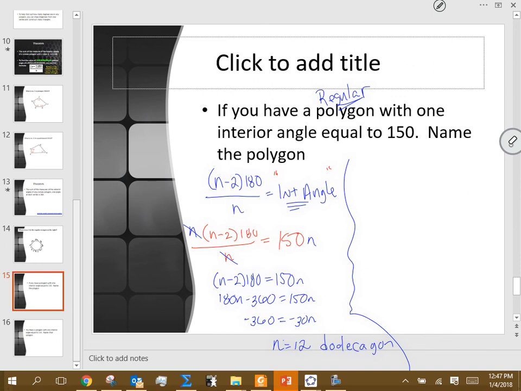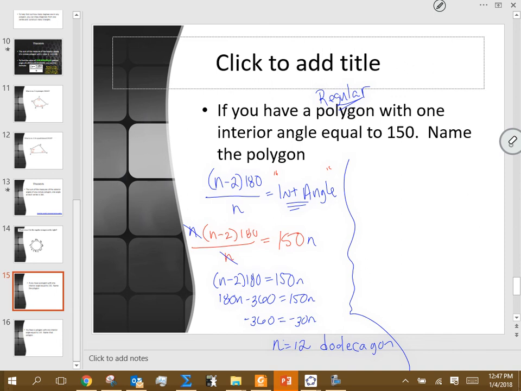All right, there's an easier way. Okay? And I don't care which approach you use, but if I have a regular polygon and I know one interior angle is 150 degrees, do you know what the exterior angle is? 30, okay? You know an interior angle and exterior angle are supplementary, right? So you know the exterior angle of this regular polygon is 30. One of the exterior angles is 30.